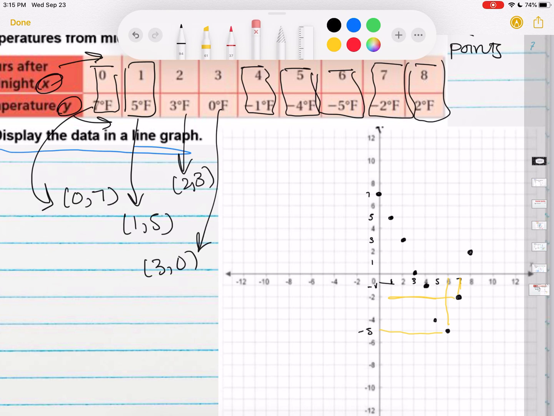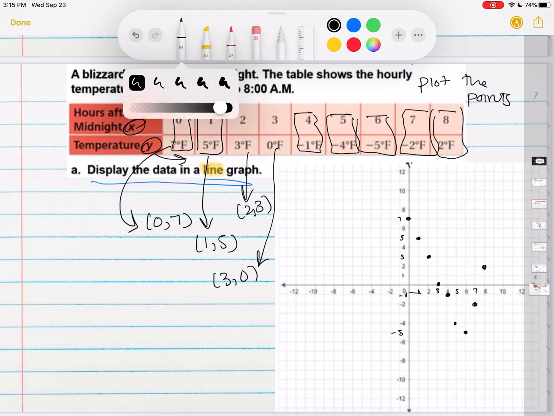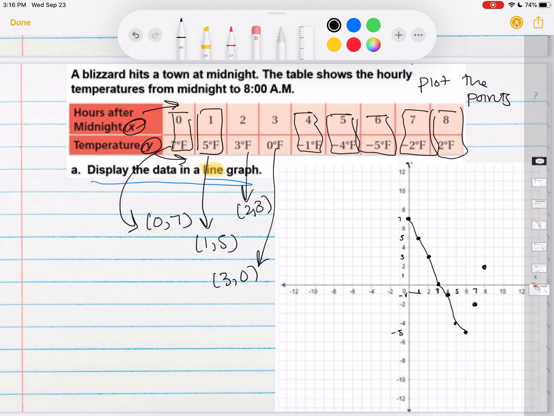Now, if you noticed, it said to display the data in a line graph. What it wants you to do is, in a line graph, we just have to connect our dots to finish up our graph. So starting up here at my first point, I'm just going to connect them. Again, if you're on a computer, it's not a big deal. If you want to add lines, you can, but I don't feel like you have to. So there I go. I displayed my data in this line graph.